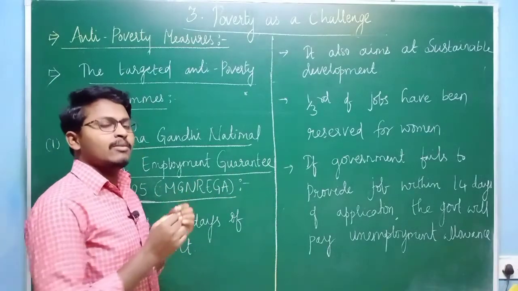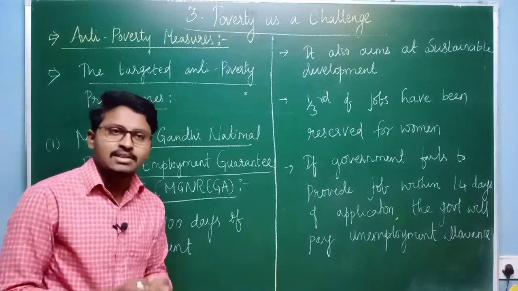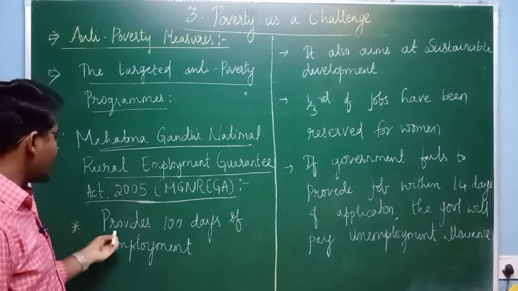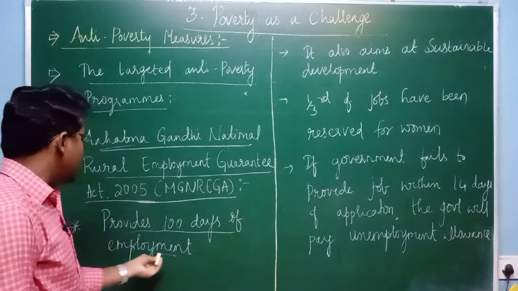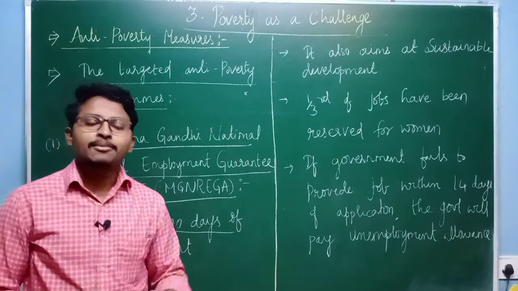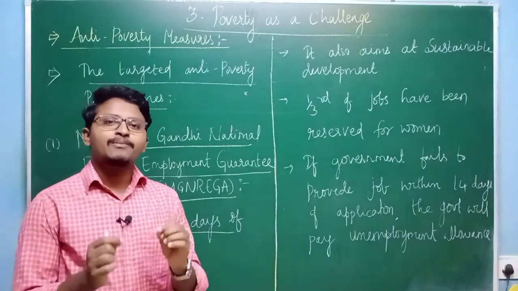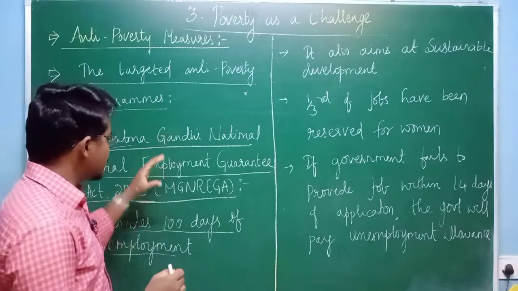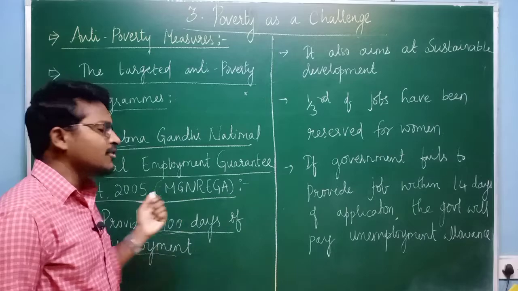What is the main aim of this scheme? How does it try to eliminate poverty? The first and very important thing is that it provides 100 days of employment to those people who are unemployed, mostly in rural areas. So for sure, in a year under this scheme, people get 100 days of work.